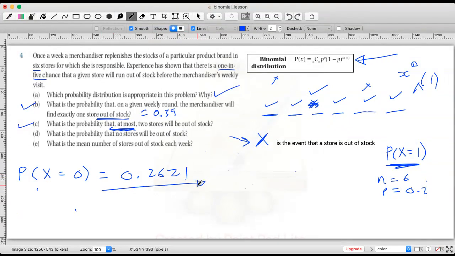Well done, everyone. All right. Question E. All right, the last question here. What is the mean number of stores out of stock each week?